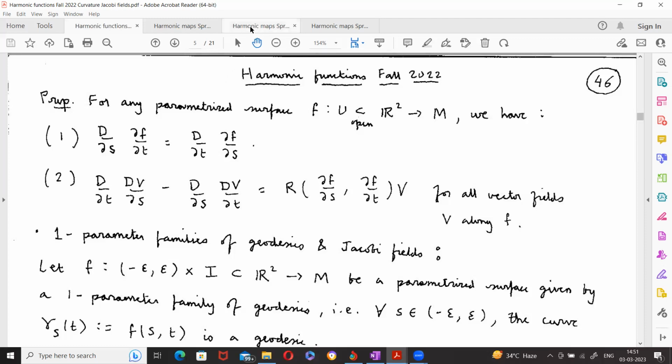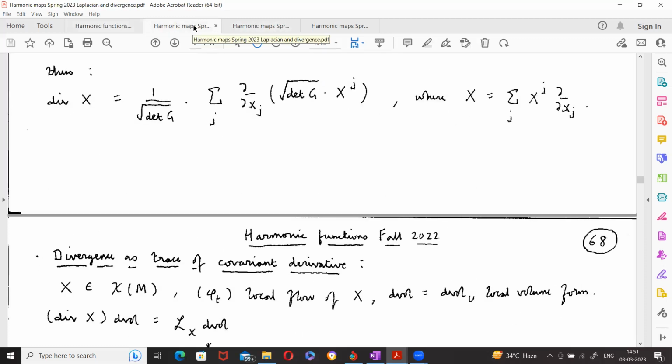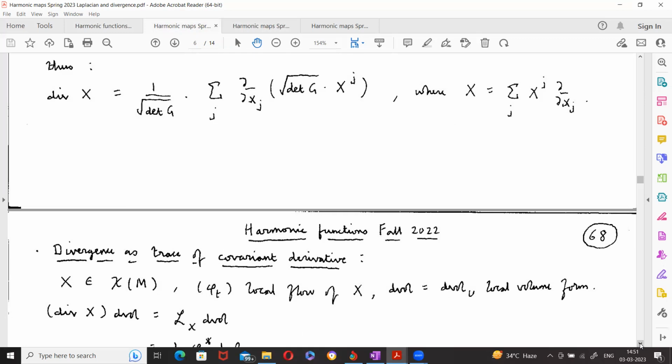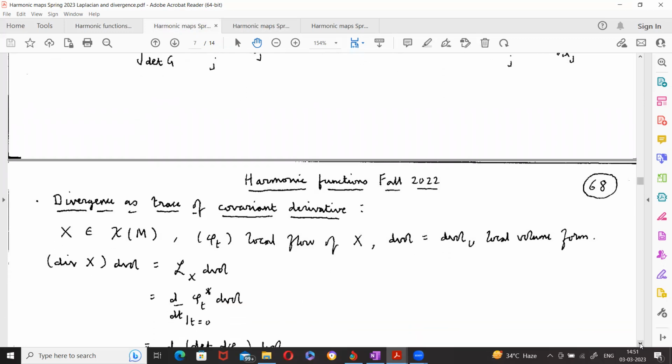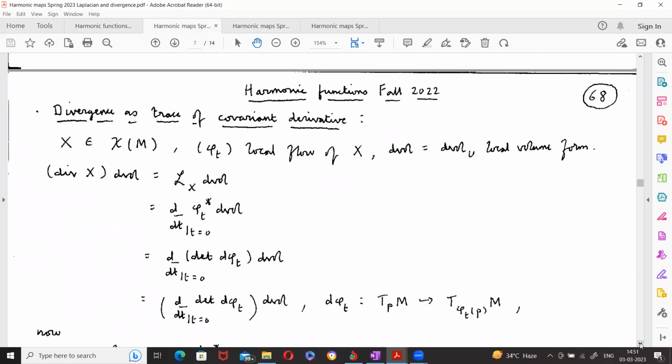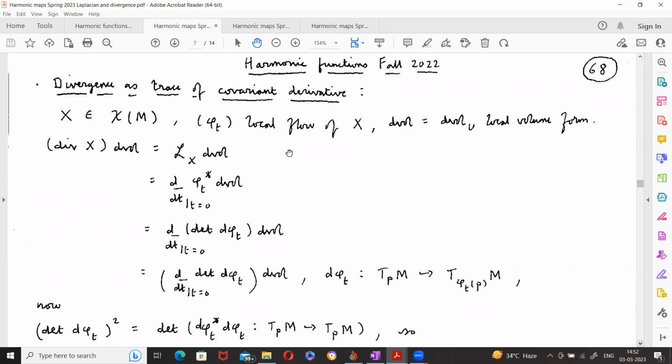Why did I do this? I want to apply this to get another formula for the divergence, as follows, in terms of a trace. So trace of some linear map. All right. So let X be a vector field on M and let phi t be the local flow of X. Let dvol be a local volume form. So we know that div X into dvol is the Lie derivative L_X dvol. So this is equal to d/dt at t equal to 0 of phi t star dvol.